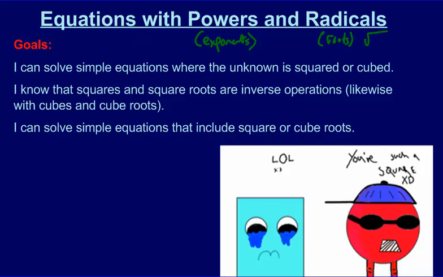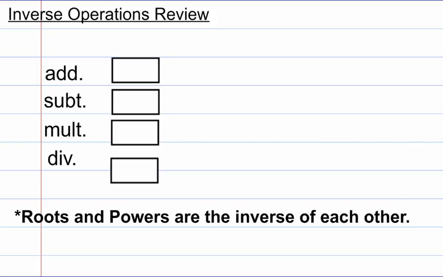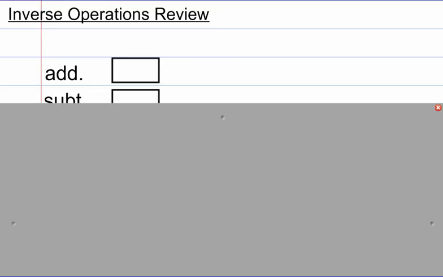But anyway, we have three goals. They all kind of go together, but I put it into three goals because we're going to touch on all three of them. I can solve simple equations where the unknown, so like the x, is squared or cubed, so it has an exponent. I know that squares and square roots are inverse operations, so same thing with cubes and cube roots. And then I can also solve simple equations that include square or cube roots.